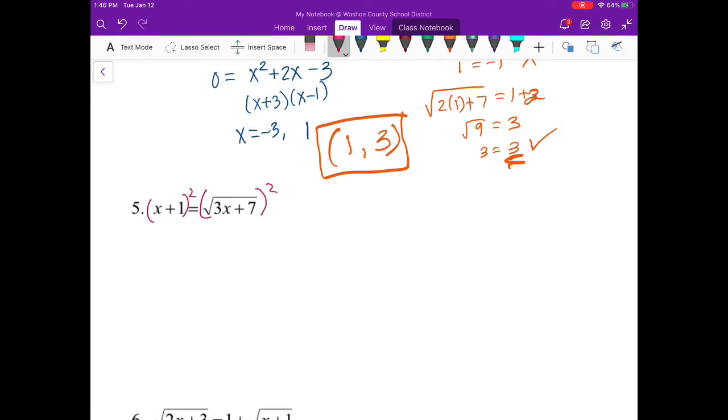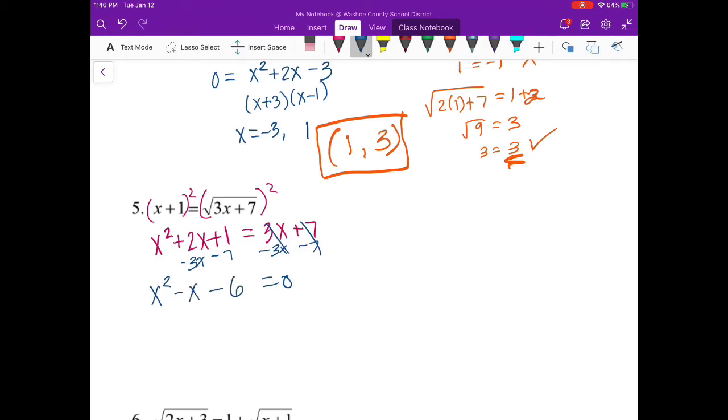So the radical is already isolated on the right. I'm going to square both sides, which gives me x squared plus 2x plus 1 on the left and 3x plus 7 on the right. This time I'm going to move things over to the left so that I set one side equal to 0, which gives me x squared minus 1x minus 6. And when I go ahead and factor that, I get (x minus 3)(x plus 2). So setting each of those factors equal to 0, I get x equals 3 and x equals negative 2.